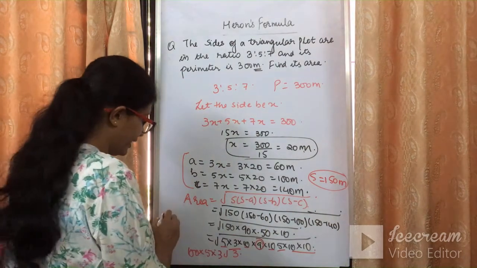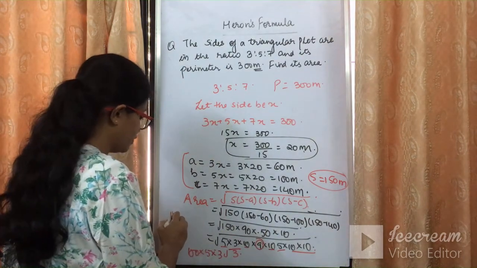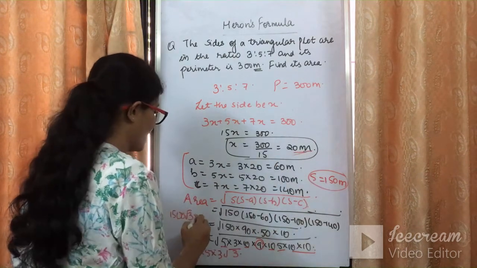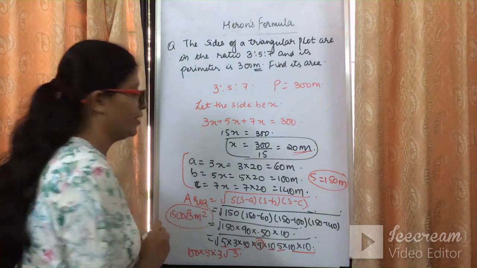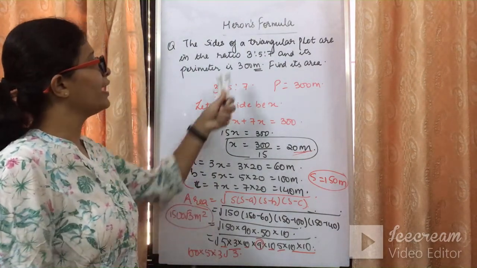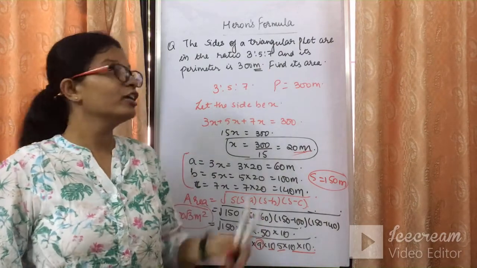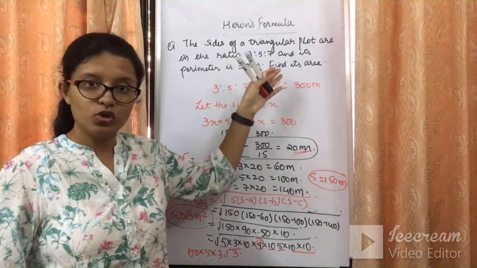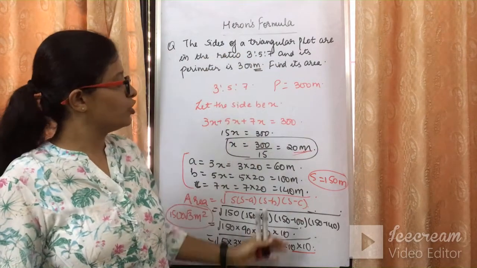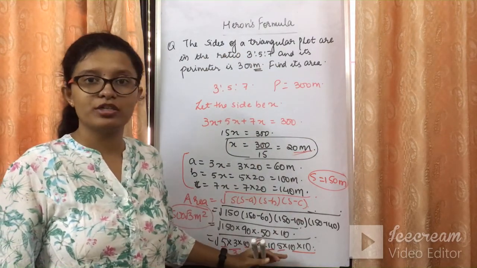So the area comes out to be 1500 root 3 meter square. The area will be 1500 root 3 meter square. So I hope अगर आपको ratios दे दिए जाए sides के, तो कैसे वो ratios को use करके, perimeter will be given to you, हम area तक पहुंच सकते हैं.